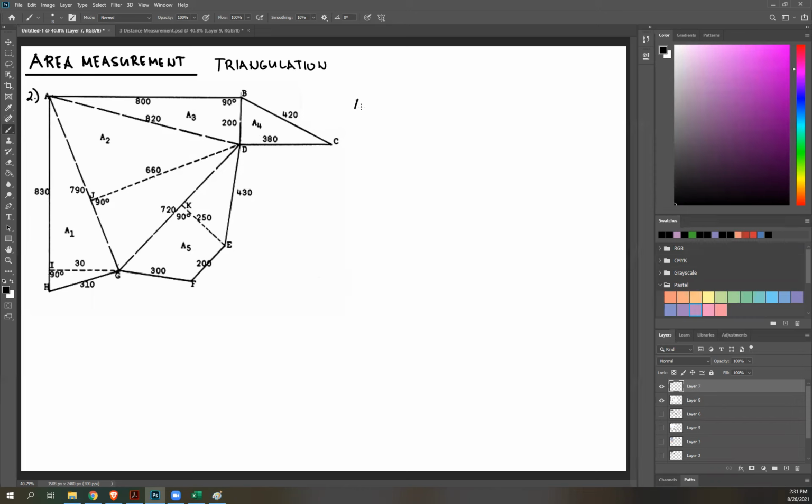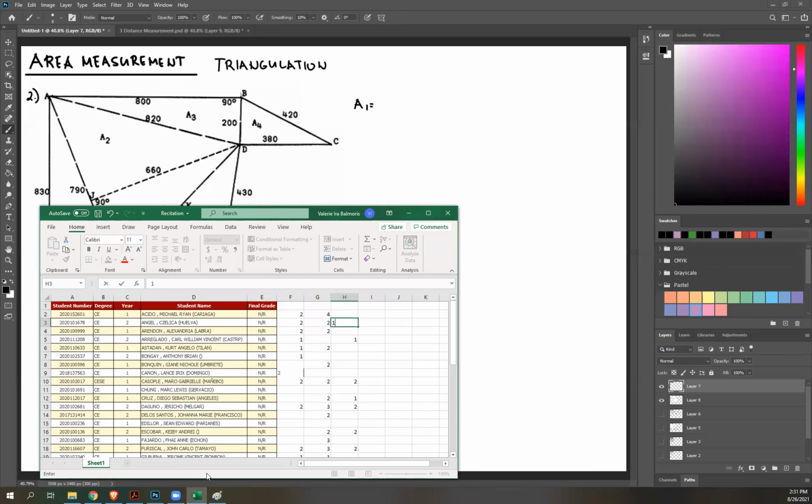So let's start with area 1. So this is area 1, and these are your given equations. So what I'd like to ask is, what equation should we use? 1/2 AB sine theta, 1/2 base times height, square root of s times s minus a, etc. What do you think? Answer in the chat. Okay, good, John and Kian. No, it's the second one.